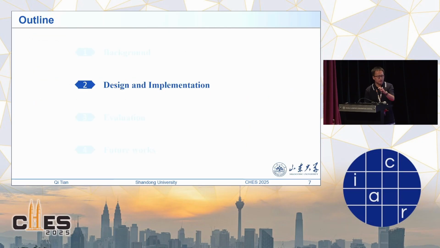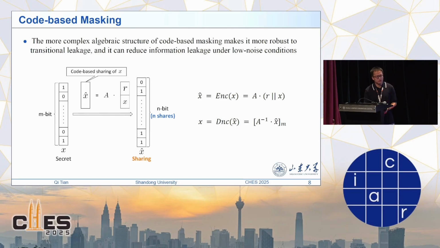Next, design and implementation. Code-based masking has advantages in resisting side-channel attack. Its more complex algebraic structure makes it more robust against transitional leakage, and it can reduce information leakage under low noise conditions. As shown in the figure, code-based masking can encode an m-bit secret X into an n-bit sharing, where each bit is a share, and here A is an invertible matrix, and R is an (n-m)-bit random number.